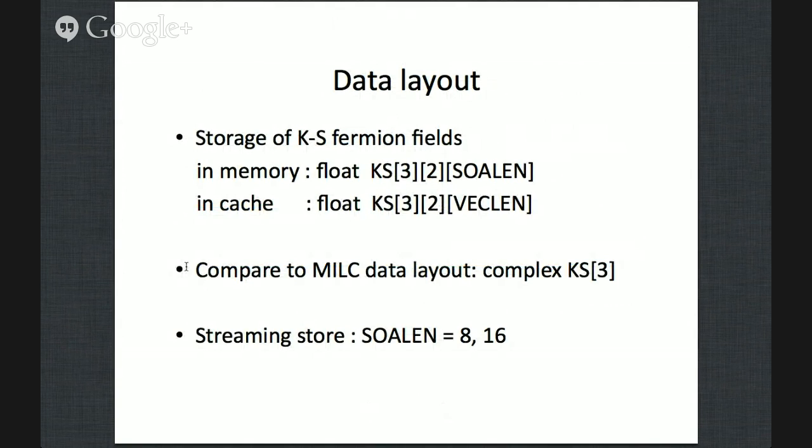In this case, we have the staggered fermion fields stored in memory with the structure of 3, meaning 3 colors, and 2 for the real and imaginary part, and then the SOA length, which is the array. And in cache, instead, we have the back length data instead of the SOA length, as we saw in the previous slide. We compare this to the original MILC data layout, which is a complex structure of 3 color indices.